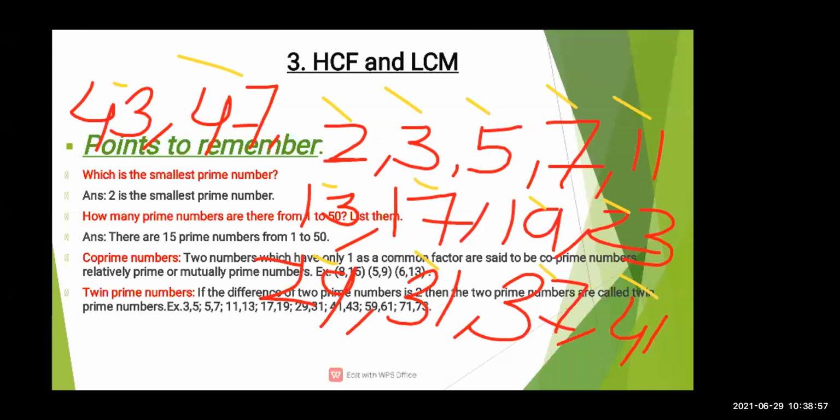No, Shravani, 15 is not a prime number because 15 is coming in the 1 table, 3 table, 5 table, 15 table. There are 15 prime numbers from 1 to 50.